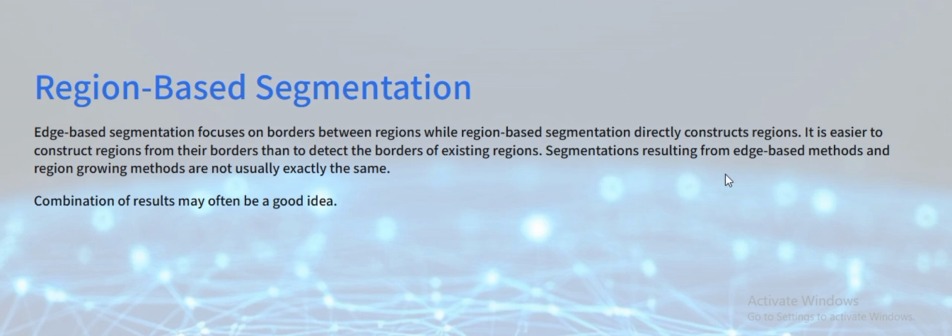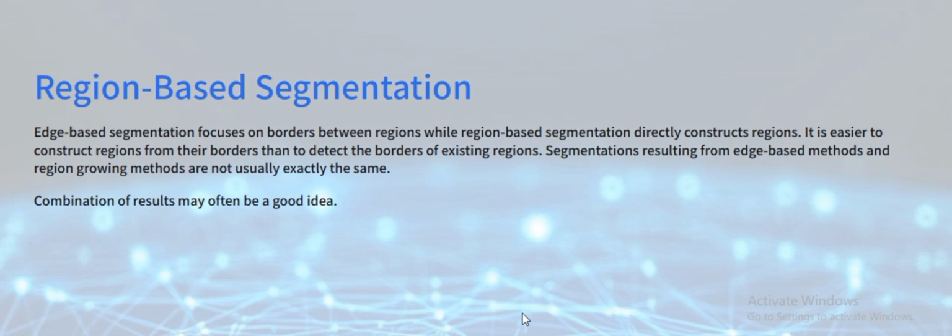Segmentations resulting from the edge based methods and region growing methods are not usually exactly the same. Region based segmentation uses exact regions for segmenting. Edge based segmentation uses borders for segmenting. So that is what they are trying to tell. We can use either this or that, right? So both the results that we get for an image will not be the same.